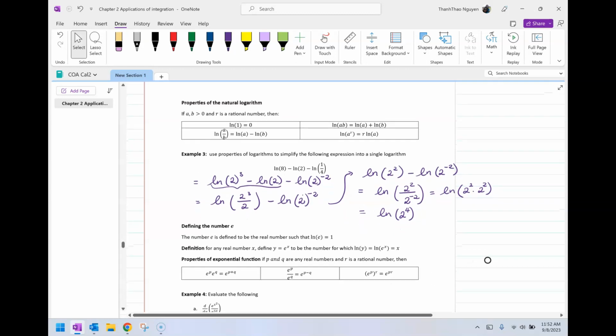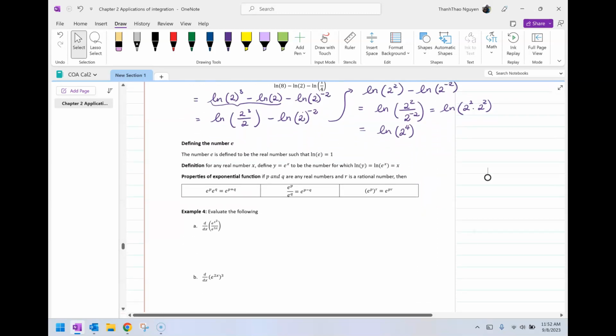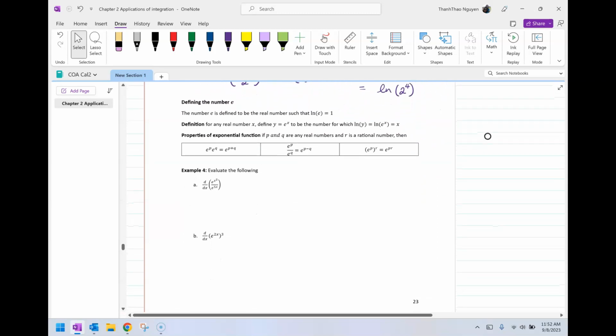Let's define the number e. The number e is defined to be the real number such that ln of e equals 1. So for any real number x, define y equal e to the x to be the number for which ln of y equals x, where ln of e to the x simplifies to x. And we have some properties of the exponential function. E to the p times e to the q is equal to e to the p plus q. E to the p divided by e to the q equals e to the p minus q. E to the p to the r, we multiply the exponents together.